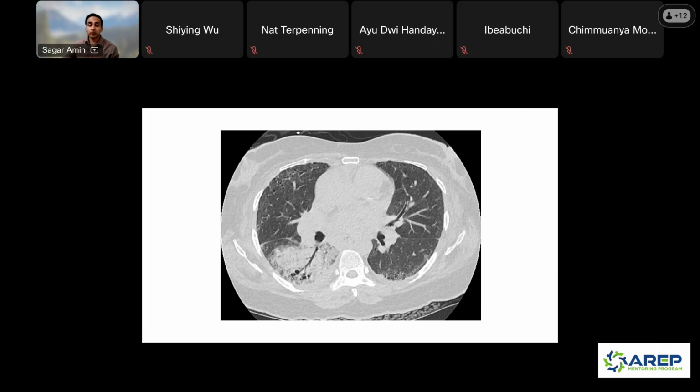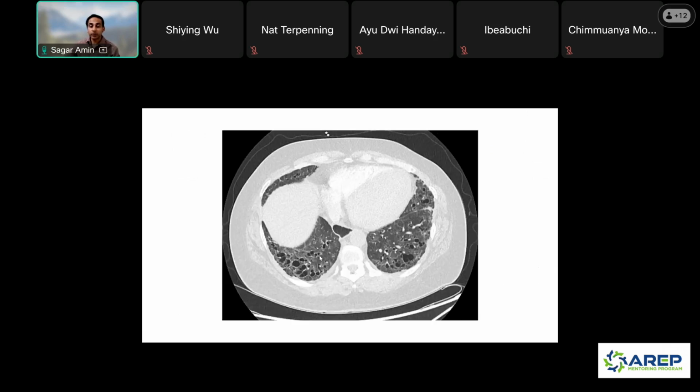All right, so this is an axial CT image. You can see there's this opacity in the right lower lobe, some consolidation. You can see air bronchograms there. And in the periphery of the lung, you can actually see some cystic changes, some reticulations. You can see it really well right here. So this is an example of cystic bronchiectasis and reticulations with subpleural sparing.